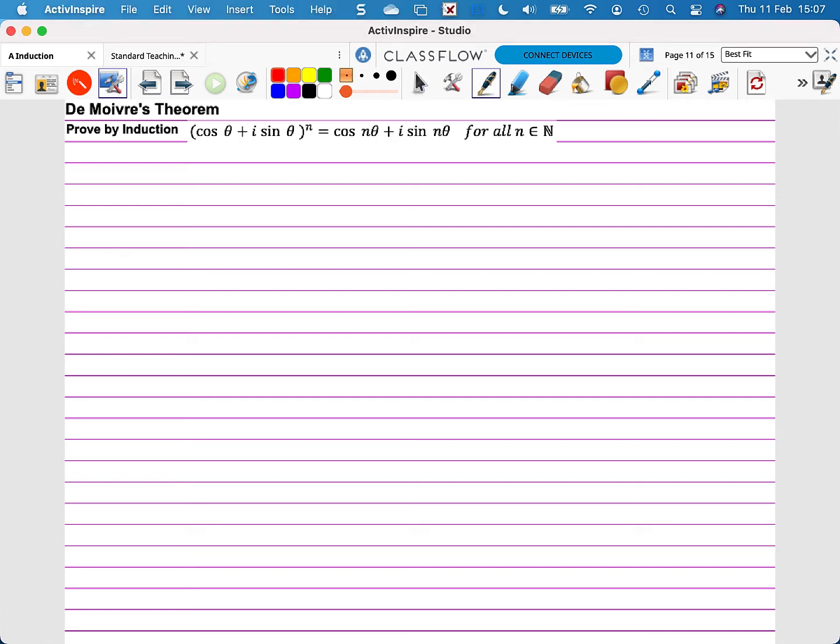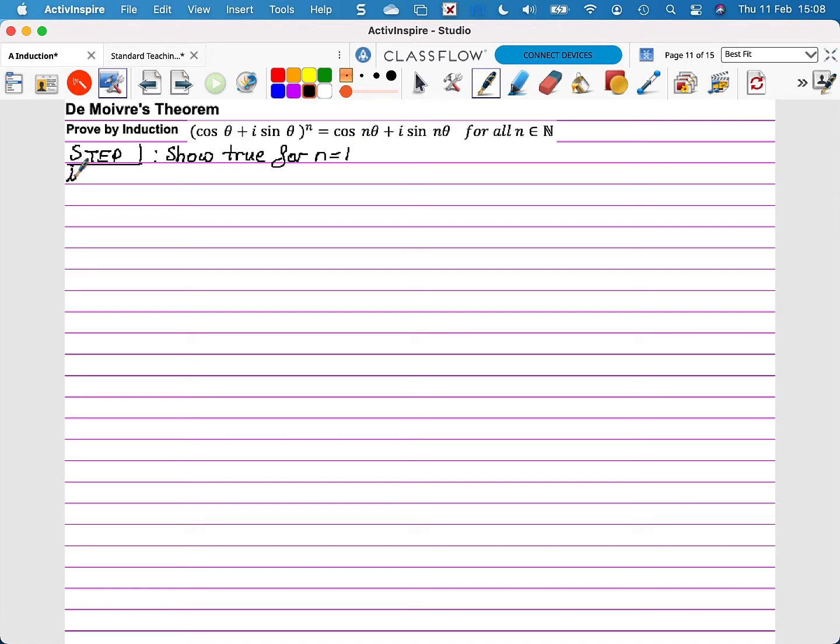So we are now going to look at step 1, which is show true for n equals 1. So we need to show true for the smallest value of n that we're allowed, which in this case is n equal to 1.